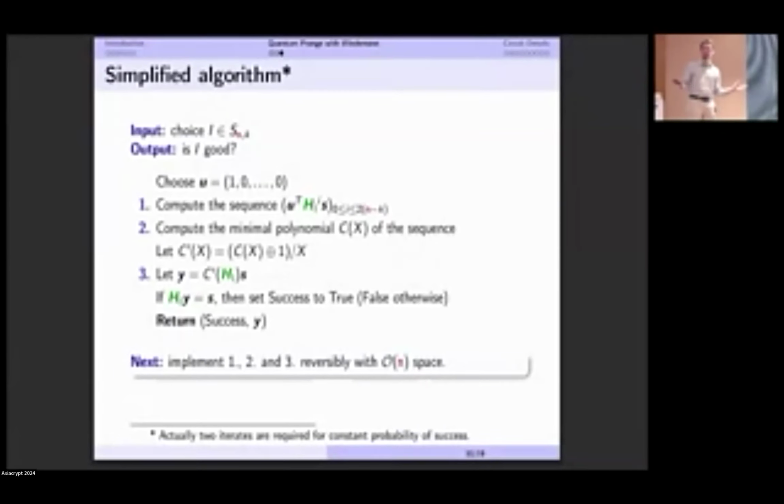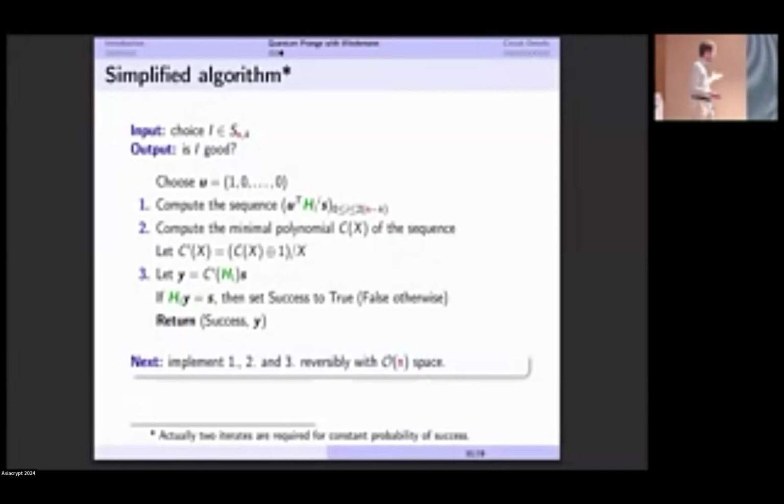When you get something, and with constant probability, this something is the inverse, and it's quite easy to test, because you can just multiply by the matrix and check that this works. So the fact that it's easy to test is also nice for the algorithm.